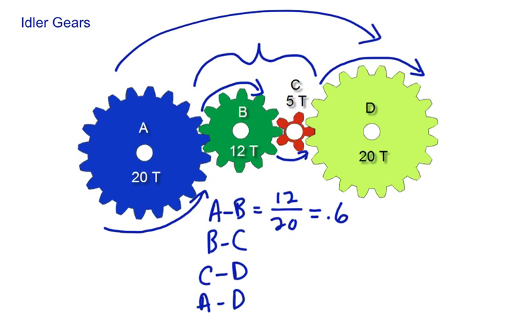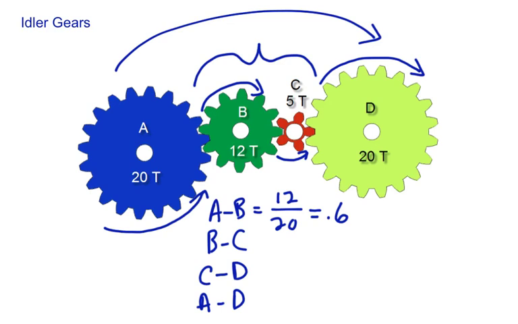Now what does that mean? Does that mean we're going to get more torque? No, it means we're actually going to get more speed. So we're going from a big gear A to a smaller gear B, which means we're going to increase our RPMs. It's going to rotate faster, but I'm losing my torque.